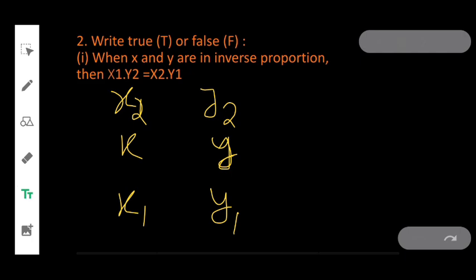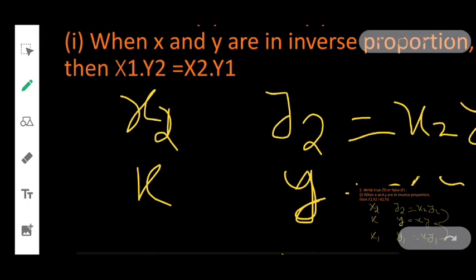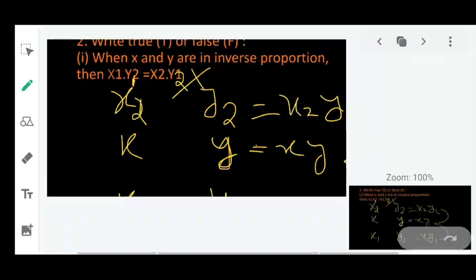Now in inverse variation, if we multiply these two variables, this will be xy, this is x2 y2, this is x1 y1. And the values of x1 y1, xy and x2 y2 are the same. So the relation will be x1 into y1 equals x2 into y2. So this is false.